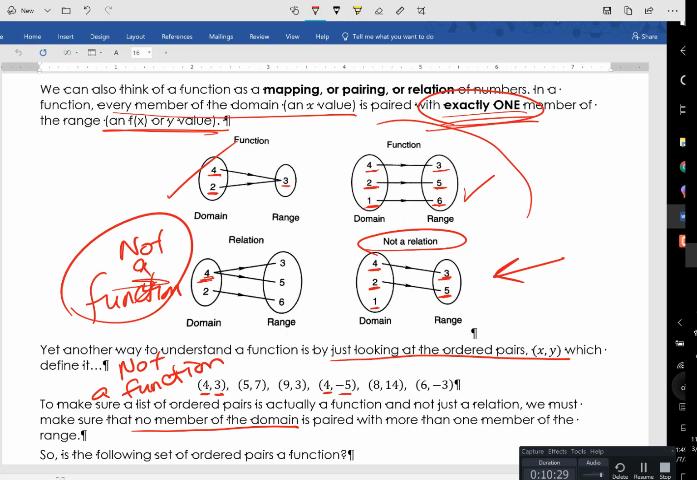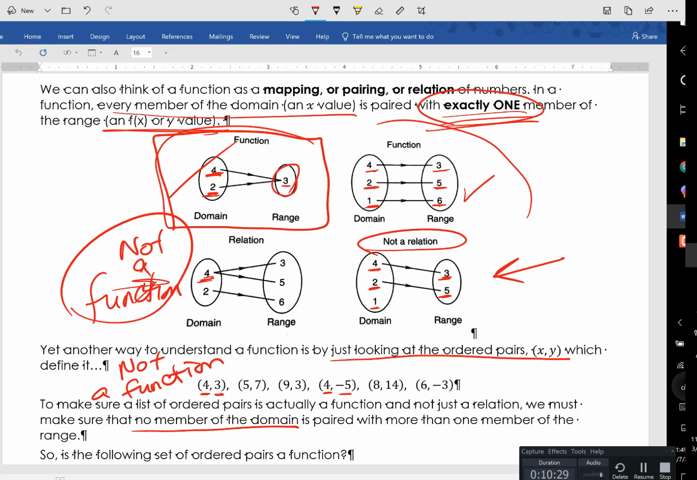That is the issue you have to deal with. Now, go back up here, before we leave this, and notice this is a function. It's okay if a member of the range has two different members of the domain. That's okay. The only thing that would be a problem is if there were a member of the domain that mapped to two different members of the range.